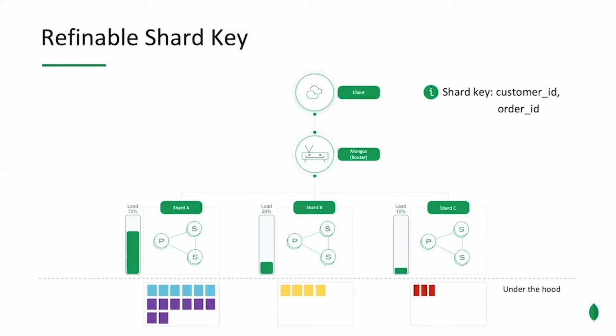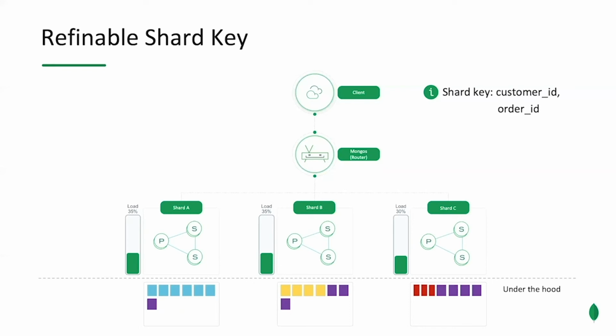Now that we have defined our shard key to customer ID and order ID, the jumbo chunks can then be split. Once they are split into chunk sizes that can be moved by the balancer, we can now rebalance those chunks across all the shards more evenly. In the end, we should see more equal loads on each shard, as we see here.